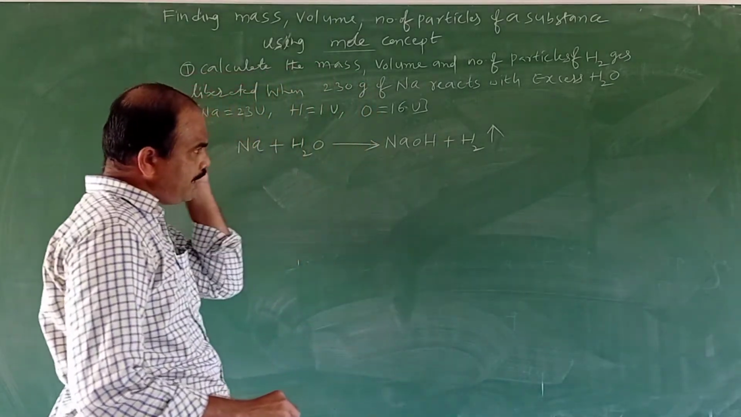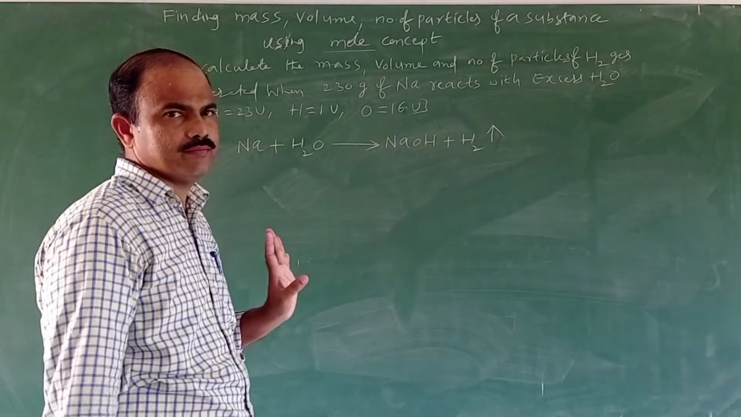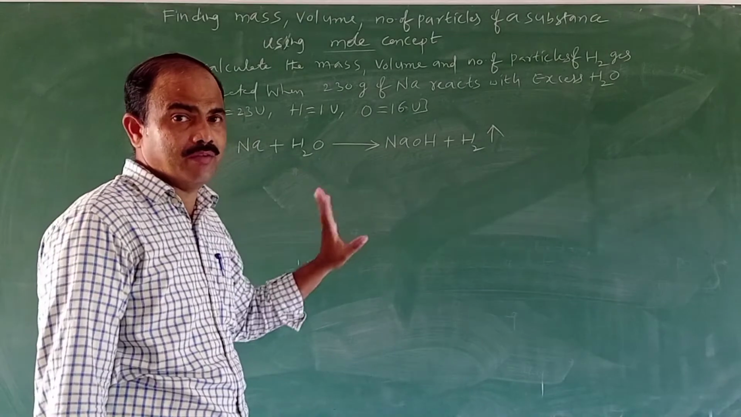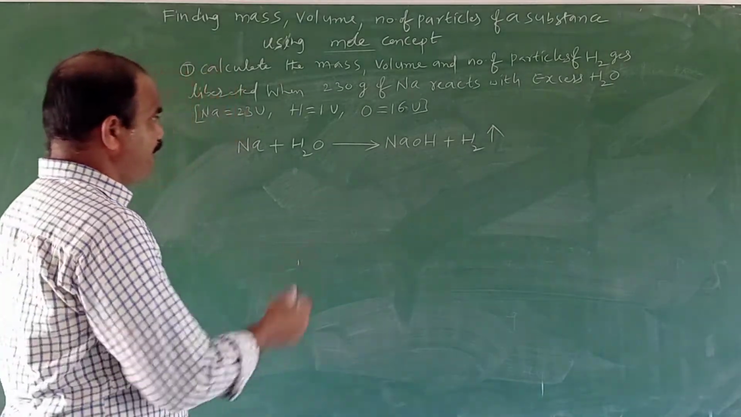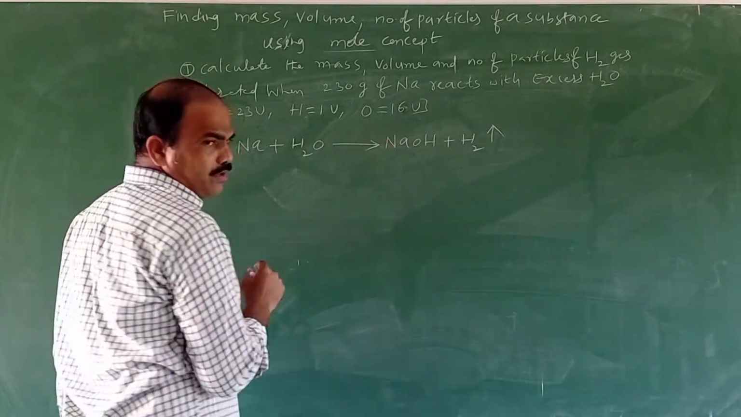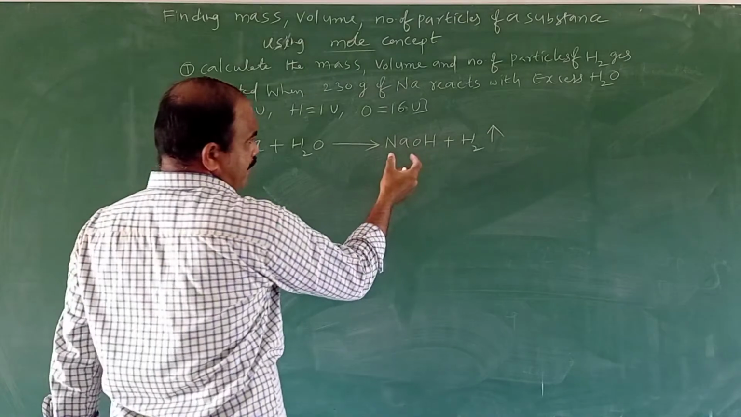So this is the reaction we have to write. After writing the reaction, you have to balance the equation, whether it is balanced or not. Here one sodium is there, and here I also have one sodium. On the reactant side, one sodium atom is there. On the product side, one sodium.